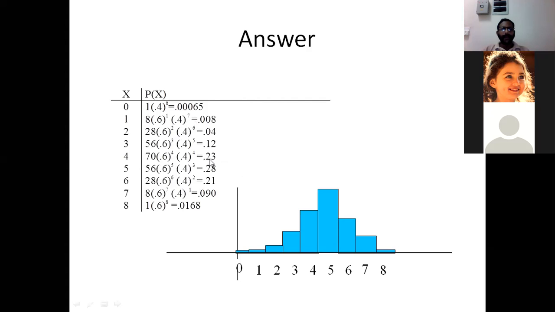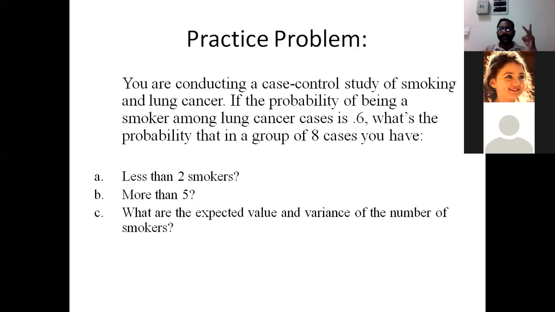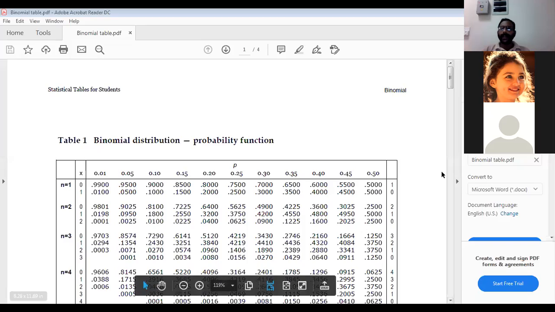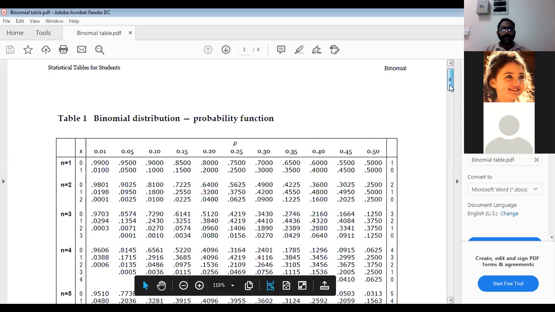Now I want to introduce the table also. Remember this example. In this example, what is P and N? These are the two things that you should remember. P is 0.6, N is 8. Actually, we don't need to calculate all these values. From the table itself, we can derive. So I'm going to show you the table, which I sent to you last week. Look at this table. Can you all see the table?